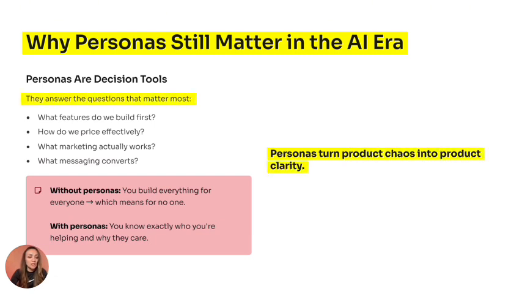They answer the questions that matter most. What features do we build first? How do we price effectively? If you understand who your persona is, you then understand what price range is affordable for them, what is available, right? You also know what marketing actually works. Where do they sit? Where do they see your ads and your product? And then what message converts? Like, how are you going to message to them about your solution?